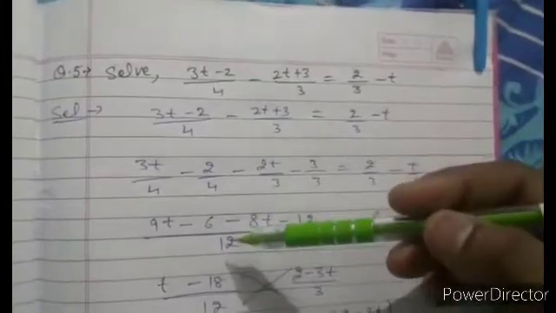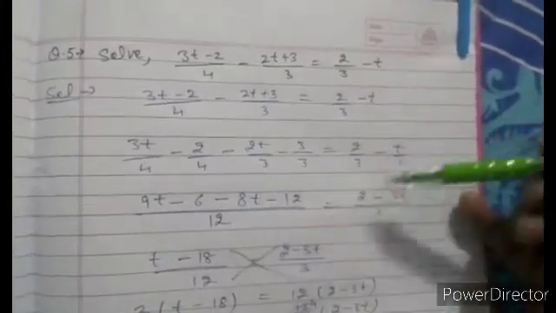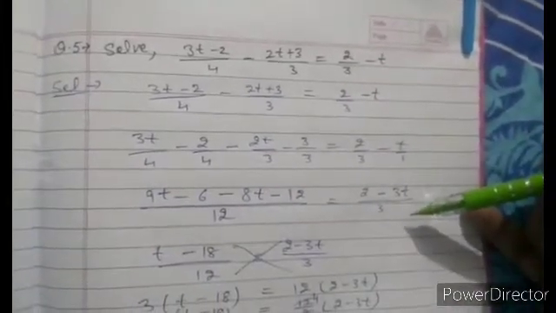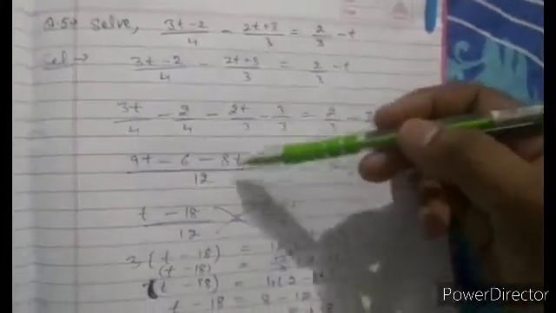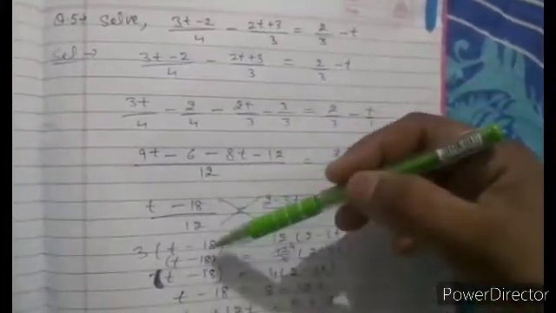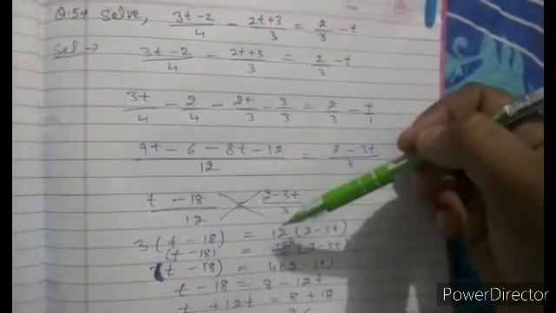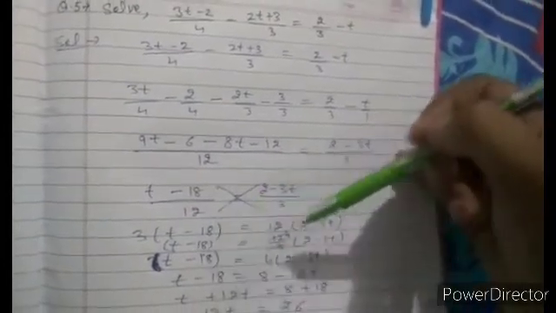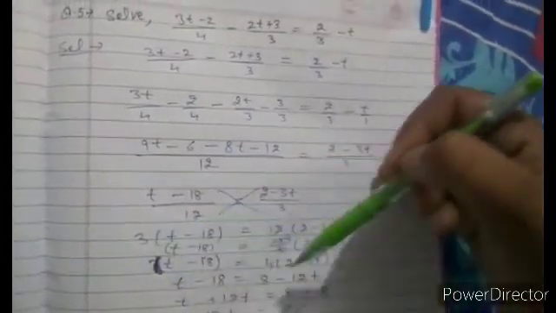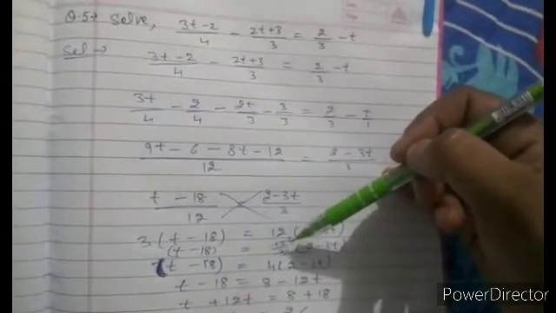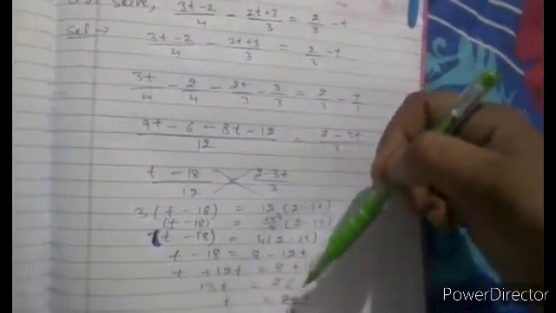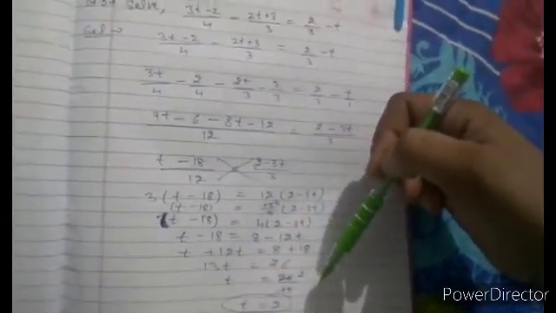Now we will solve the left hand side after taking the LCM, and the right hand side after taking the LCM, separately. After solving this we will get these equations. We will cross multiply here. After this, 3 can be shifted to the right hand side so that we can cancel the numbers. After this we get the value of t equal to 2. So this is the second method.